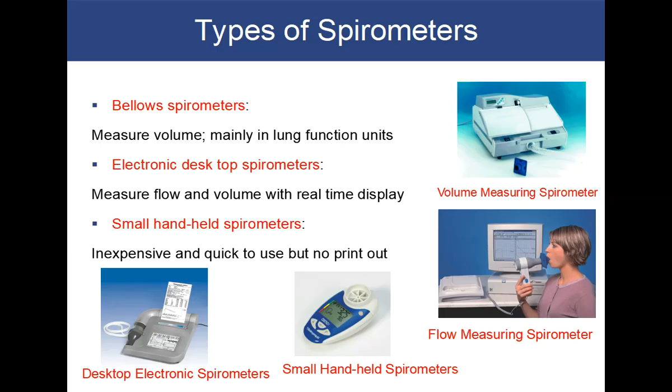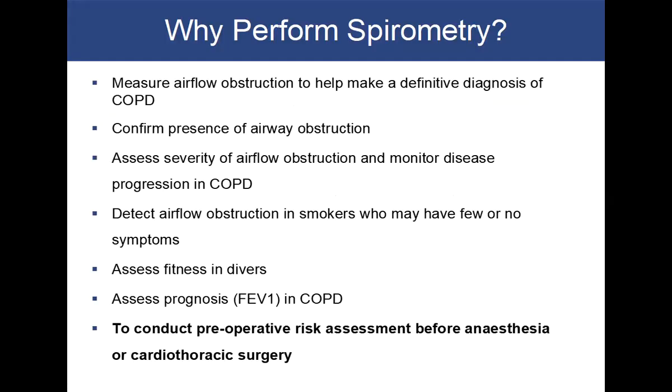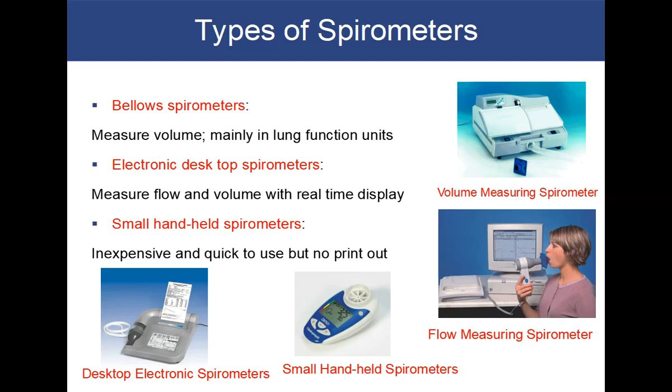What are the types of spirometers which can be used for spirometry? The bellows spirometers measure the volume mainly in lung function units. Then the electronic desktop spirometers measure the flow and the volume with a real-time display, and the small handheld spirometers are inexpensive and quick to use, but have no print on them, so a spirogram cannot be developed in printed form. So this is very easy to use.